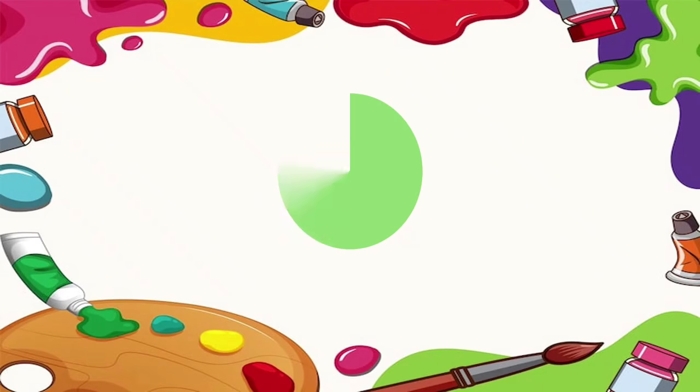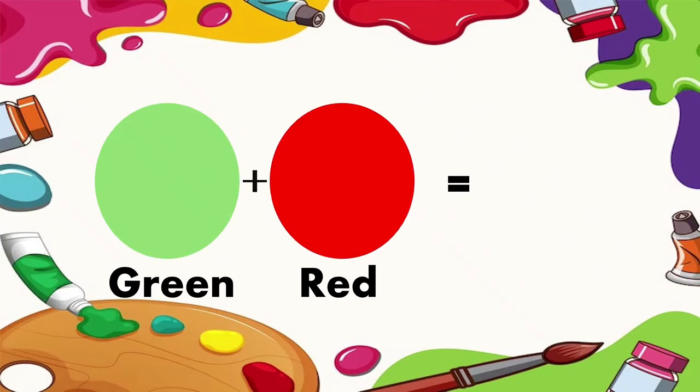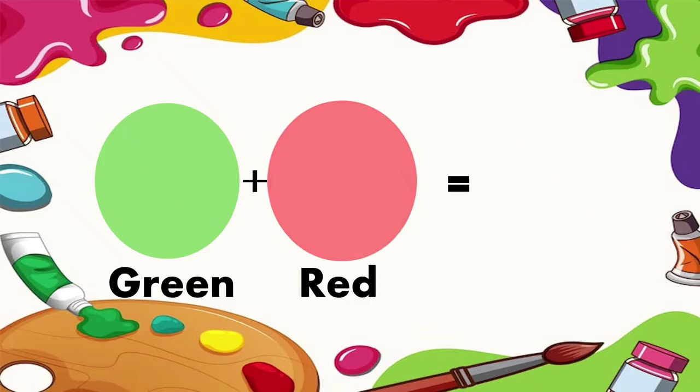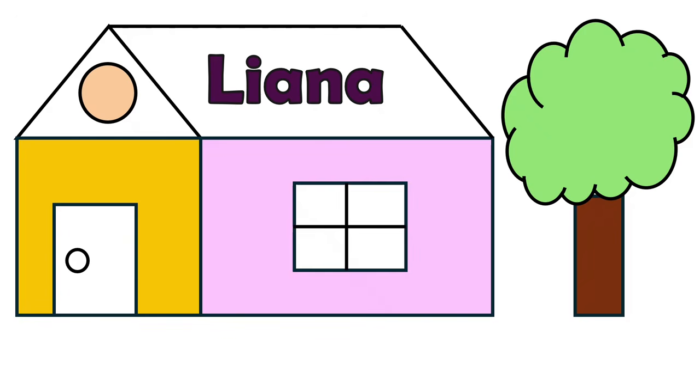You must be familiar with this color. Yeah, it's green. Once again we have red color. By mixing green and red colors I will get, wow, this is a new color. Its name is brown. Let's use this in my drawing. I painted the wood of tree brown. Let's see the next color.